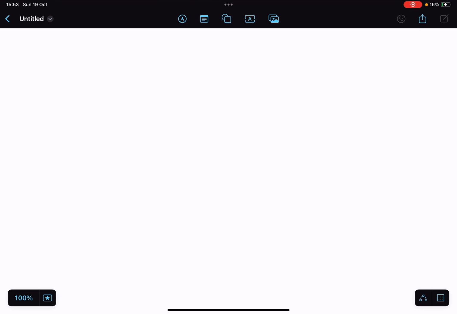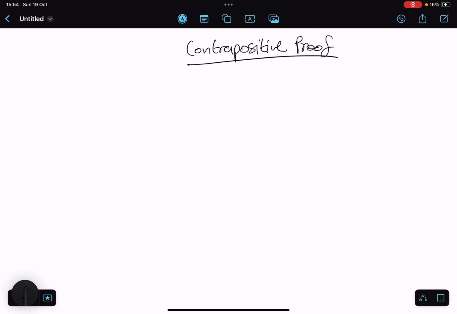So welcome back again. Now we are looking at contrapositive proof. We are looking at contrapositive proof. With this one, this is how it works.